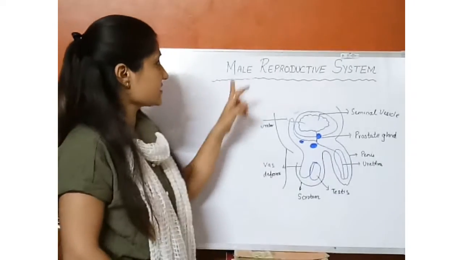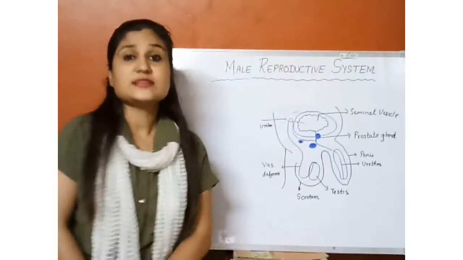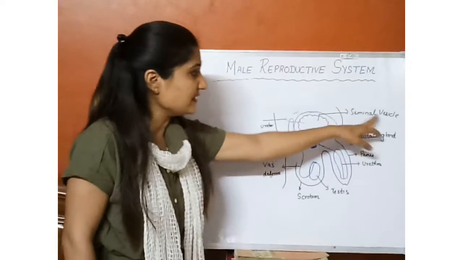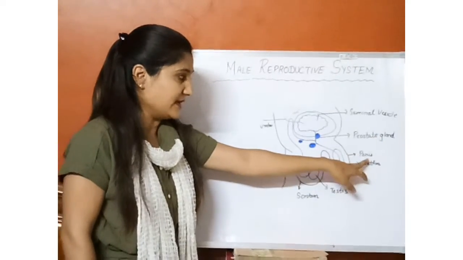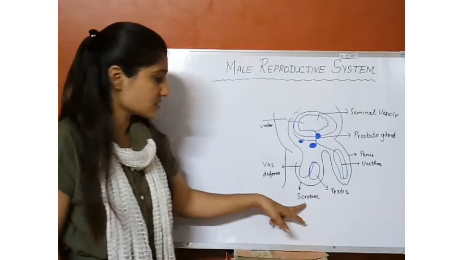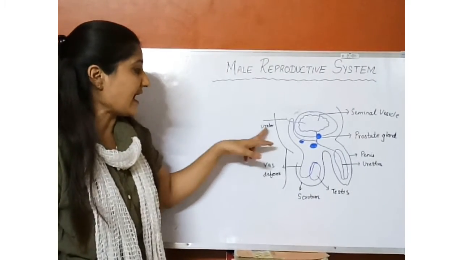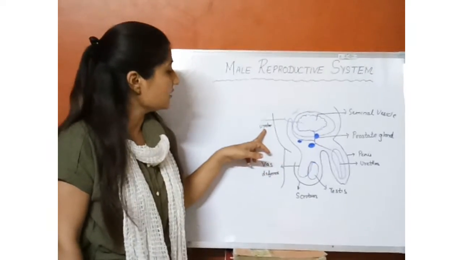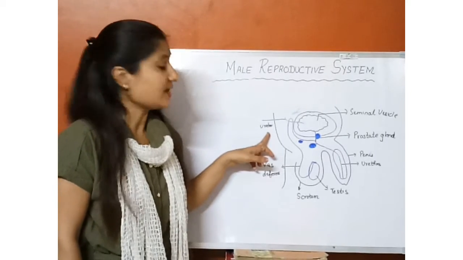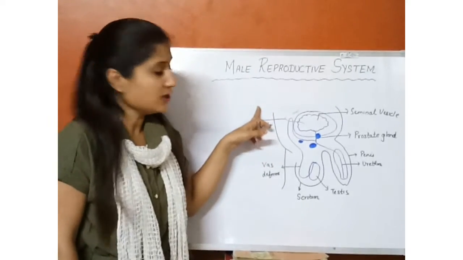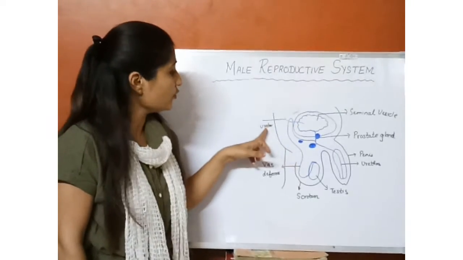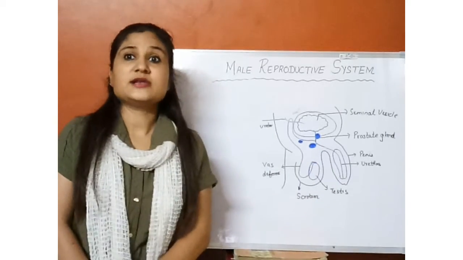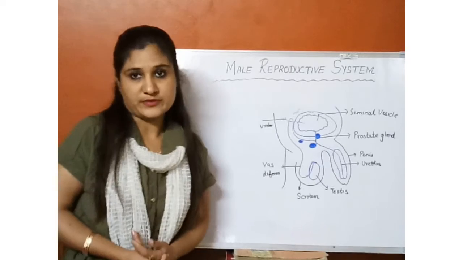So now we will discuss the male reproductive system. The male reproductive system consists of some important parts like seminal vesicle, prostate gland, penis, ureter, testes, scrotum, vas deferens and urethra. Now, in the male reproductive system, the ureter is a tube-like structure which transfers the urine from the kidney. Through the ureter, the urine goes to the urethra and it is stored here till the urine is removed from the body.